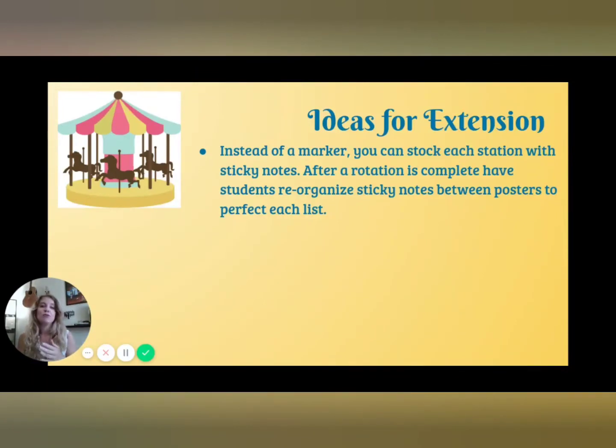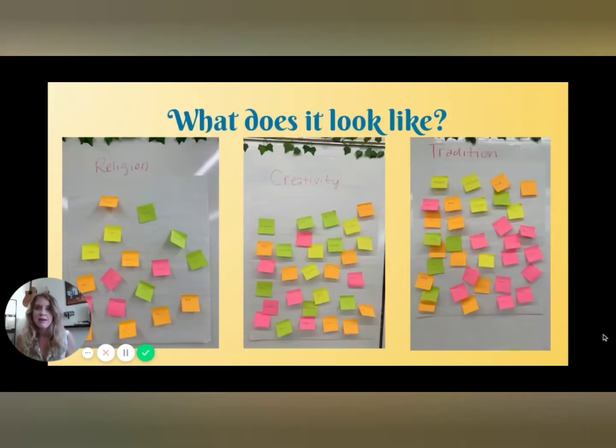And then after a rotation is complete, or they've cycled through a few stations, you're going to have them reorganize the sticky notes. So you can see this one says religion, creativity, tradition. These were different aspects of culture. But you might find when they go to reorganize that there's some ideas that were put under tradition that better fit in religion, or you might find things under creativity that better fit under tradition. So they can actually hone in on those ideas and move them from concept to concept and category to category to make the most perfect posters.